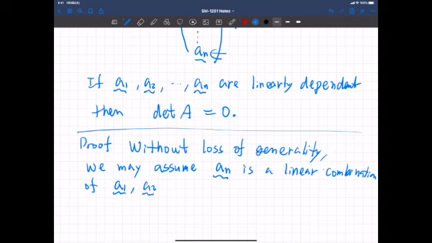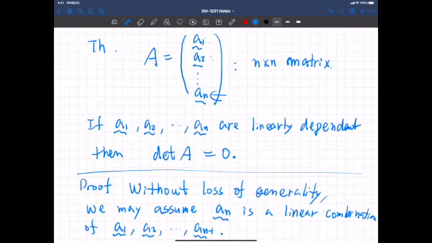A1, A2 up to AN minus 1. So why can we assume this? Maybe A2 is a linear combination of all other vectors, not AN. No, not all of them may be expressed as a linear combination of other vectors. Only some of them can be expressed as a linear combination of other vectors, so that this set of n vectors is linearly dependent. Okay.